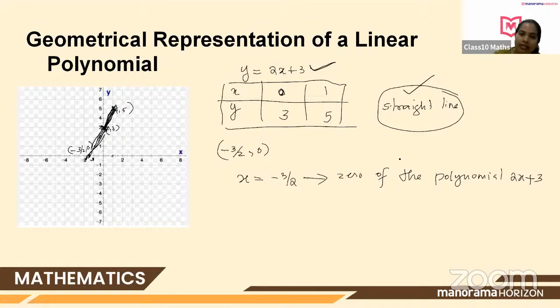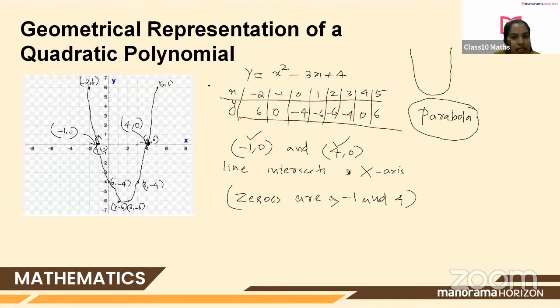Similarly, for a quadratic polynomial, we should take more than 2 points. Take minus 2, minus 1, 0, 1, 2, 3, 4, 5. Put these values of x in the equation, find the corresponding y coordinates, and plot these points on the graph like the linear polynomial. We get a shape like a parabola.